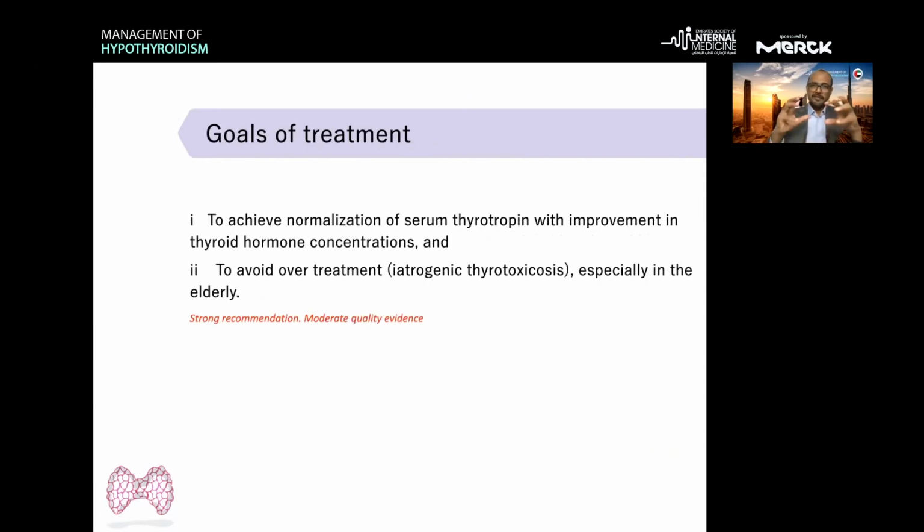So the next step after diagnosing hypothyroidism is to treat them. And the treatment is basically with levothyroxine. And when we start treatment, we have specific goals. The first goal is to achieve normalization of TSH levels, and we need to avoid over-treatment by causing subclinical hyperthyroidism or thyrotoxicosis. And this is a very strong recommendation because, again, we frequently see patients who are over-treated and they do present with a suppressed TSH level because of thyroxine replacement.